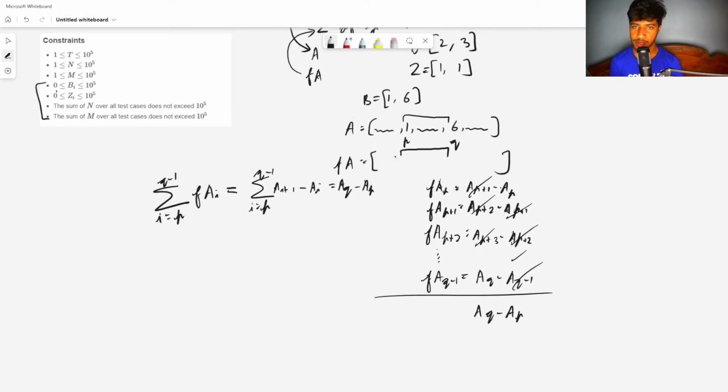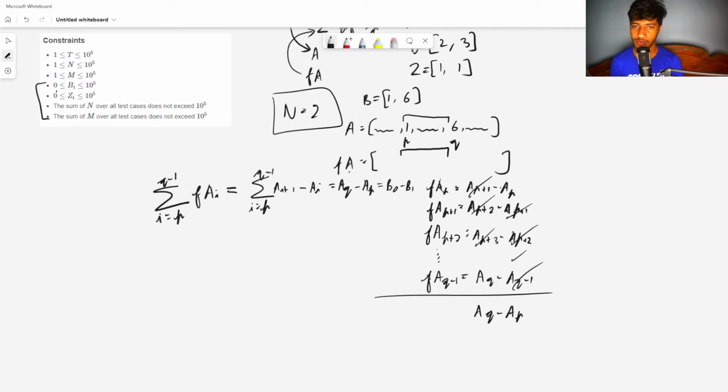What is A of Q minus A of P? A of Q is B of 1, A of P is B of 0. So that is equal to B of 1 minus B of 0. This is if n is equal to 2. I'm only considering the case of n equals 2 now.